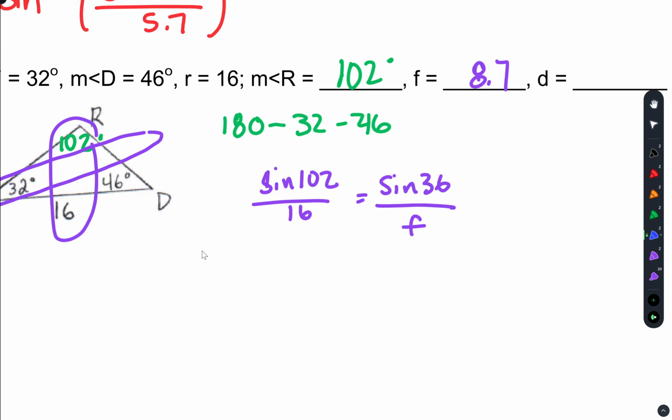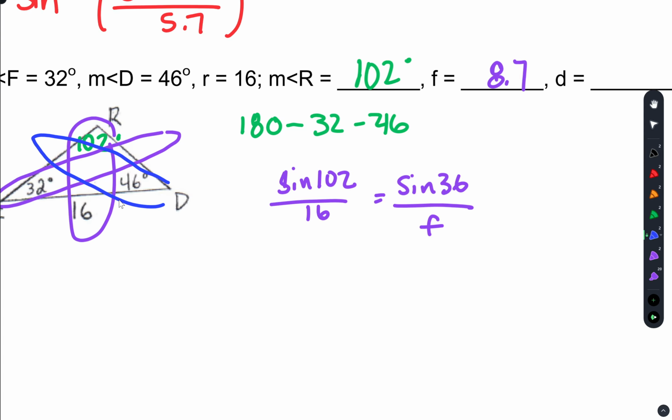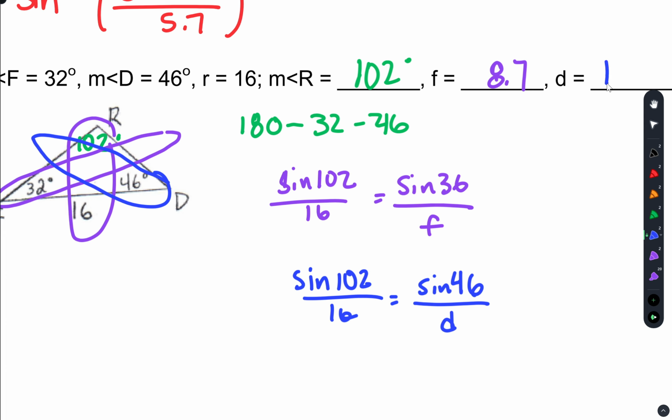Okay, I'm going to let you do the math there, but that's going to end up getting us 8.7 for f. And then again, to find d, I don't have to do any law of cosines. All I got to do is law of sines again. We're going to do sine 102 over 16 equals sine 46 over d. And I believe we get d is 11.8.